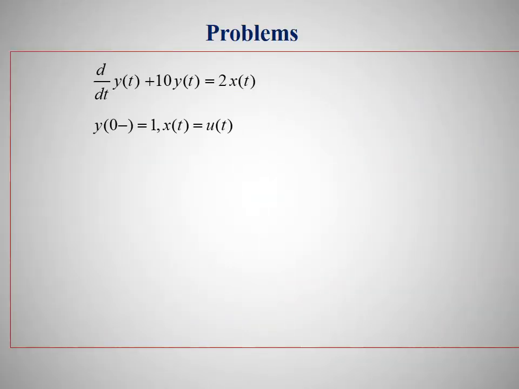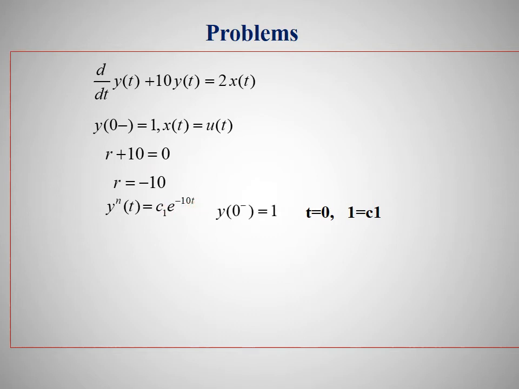Let us go on to the problem of determining the natural response given a differential equation of the form d by dt y of t plus 10y of t is equal to 2x of t, with initial condition y(0) is 1 and the input x of t is u of t. Hence, the characteristic equation is r plus 10 equal to 0. Thus, the root is minus 10 and the natural response solution is C1 e power minus 10t.